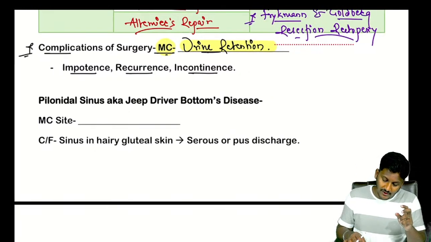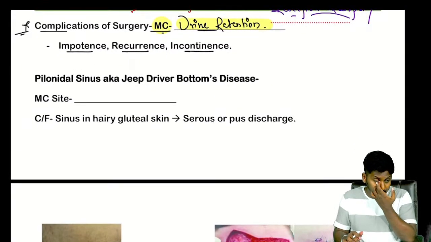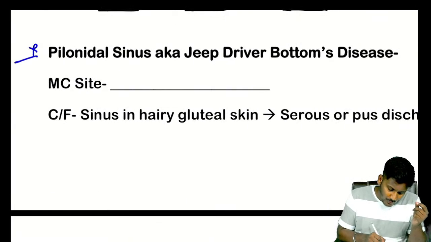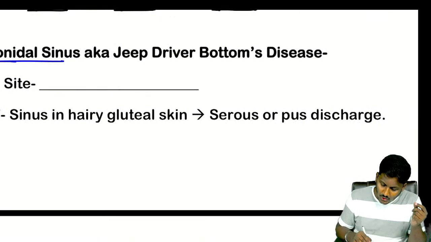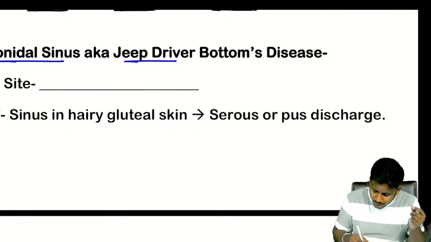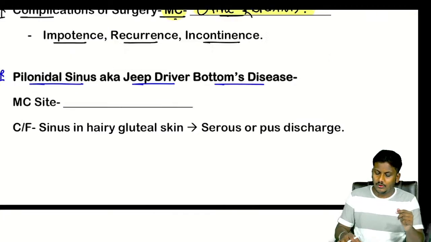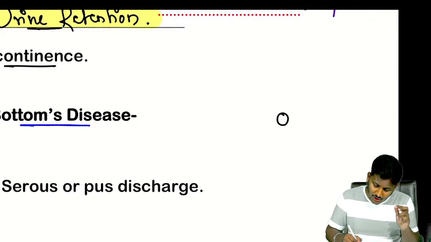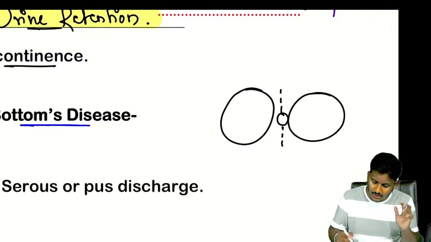Next important, beta, is the pilonidal sinus, basically, okay, also known as Jeep driver's bottom disease. Now, when I talk about pilonidal sinus or Jeep driver's bottom disease, beta, in this condition, what is going to happen? Understand. We know, beta, that this is the anal canal of the patient, and this is basically the natal cleft, beta. Yes, the middle part, and this is one buttock, this is the second buttock.